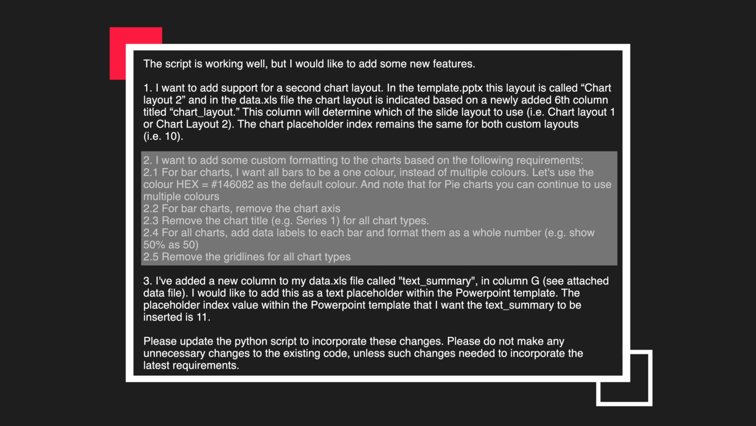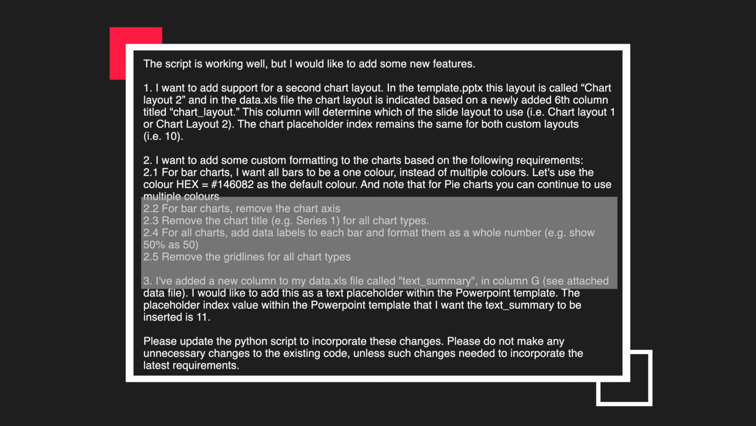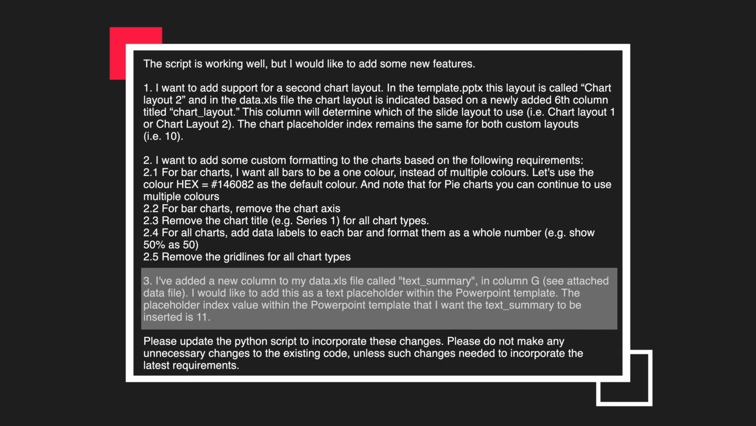If you saw in the previous template for the bar charts, each bar was a different color. It was really annoying. So I said, hey, let's make it one color and you can use this color. Here's the hex code. Then I also mentioned for bar charts, remove the axis, remove the chart title, and also add data labels and remove grid lines. And finally, I had the third point, which was that I've added a new column called text summary, and I want you to use this information and put it into the text placeholder.